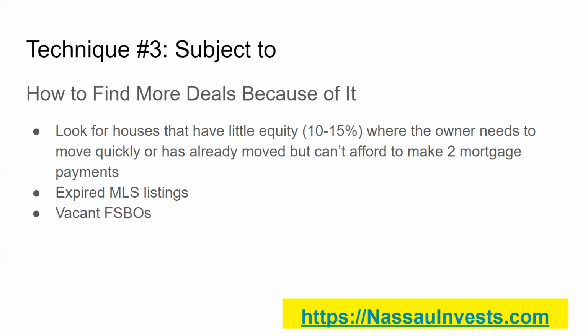So for example, you can look for expired MLS listings or vacant for sale by owners. All right, especially if you check county records and see that there's still a substantial mortgage on it, like houses with very little equity, let's say 10 to 15%, where the owner needs to move quickly or has already moved out but can't afford to make two mortgage payments. Like they were trying to sell their house but can't, but they needed to move because of a job situation or whatever.